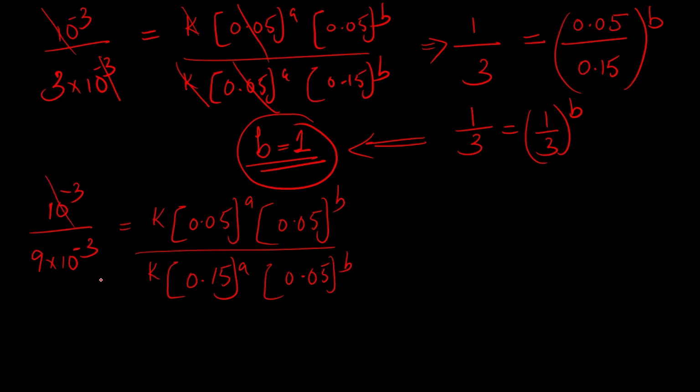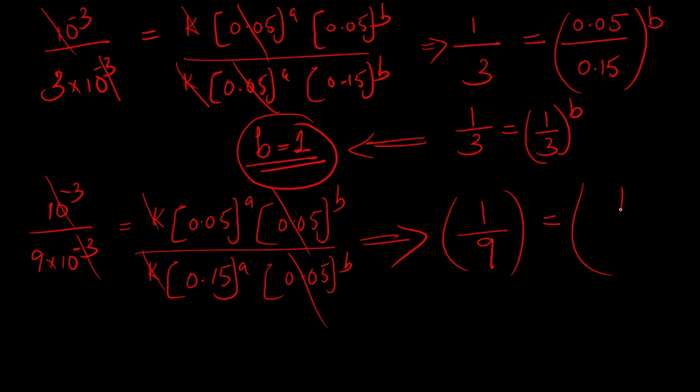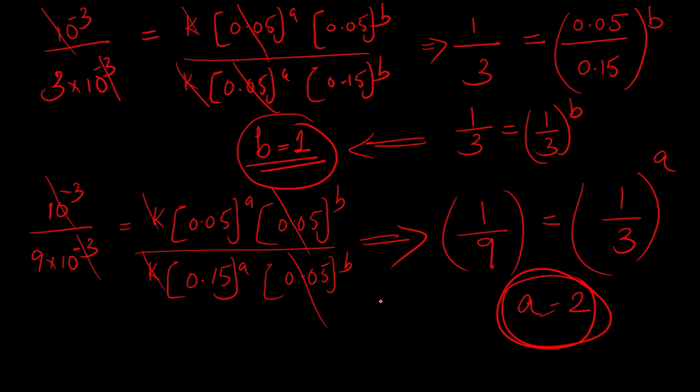So you can cancel all the B terms. What will you be getting? Finally, you will be getting 1 by 9 is equal to 1 by 3 raised to A. So what will this A be? 1 by 3 squared, right? So A will be equal to 2. So now you get the value of A. So you get the values of A and B.